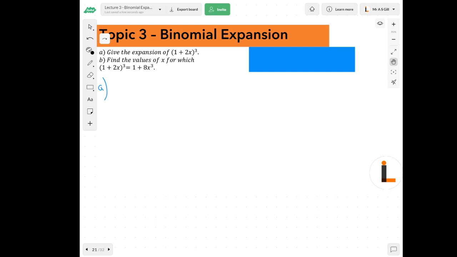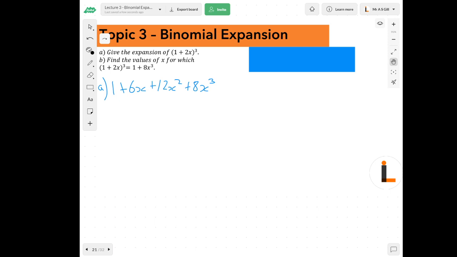Okay. We should get 1 plus 6x. I'm just going straight to the answer here, so I'm not doing each individual step. But we should get 1 plus 6x plus 12x squared plus 8x cubed. Okay, so 1 plus 6x plus 12x squared plus 8x cubed. And the second bit says find the values of x for which 1 plus 2x all cubed equals 1 plus 8x cubed.